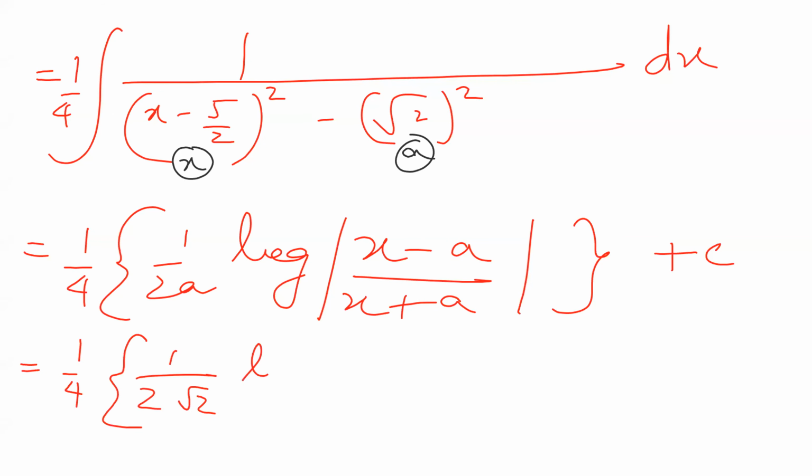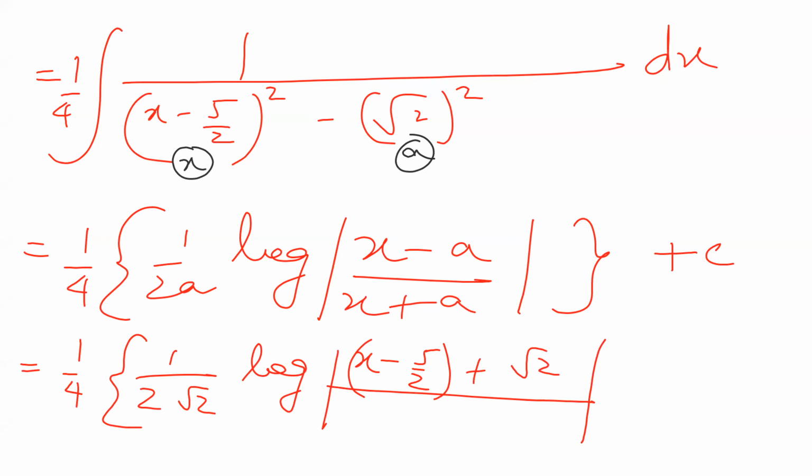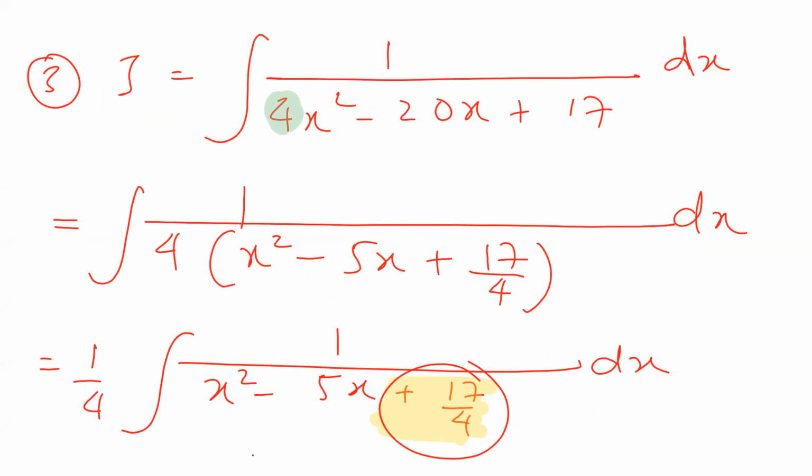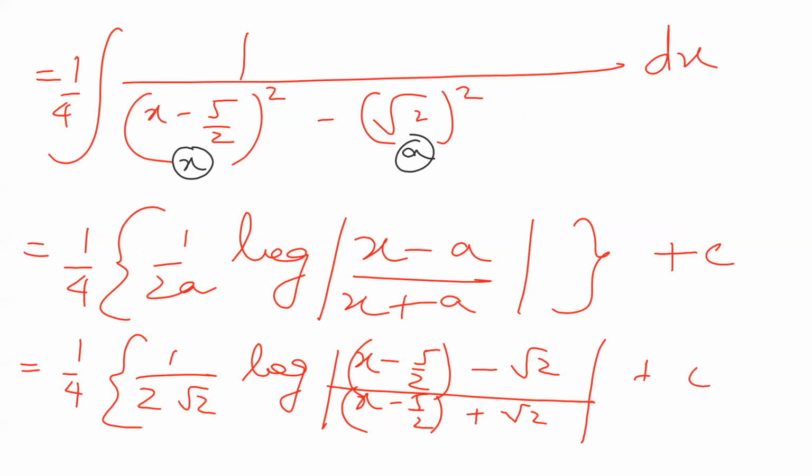A is root 2, so x minus 5 by 2 plus root 2 down, and x minus 5 by 2 on top, so it is minus on the top and plus down. Now down there is d by dx of x minus 5 by 2, which has to be 1. And why is it 1? Because we have already eliminated this 4 over here.